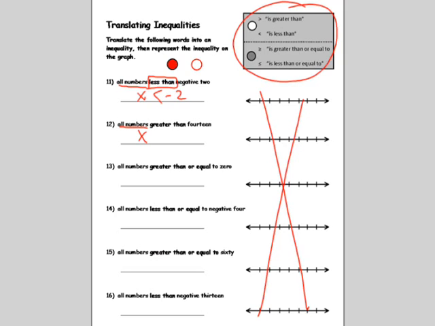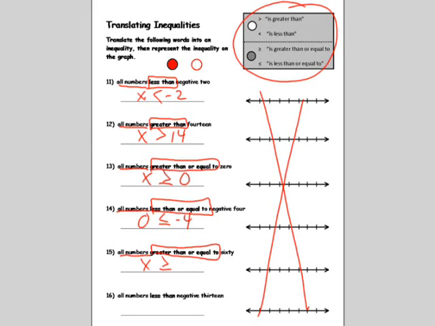All numbers greater than 14. All numbers greater than or equal to 0. All numbers less than or equal to negative 4. All numbers greater than or equal to 60. All numbers less than negative 13. So that's how you translate inequalities.